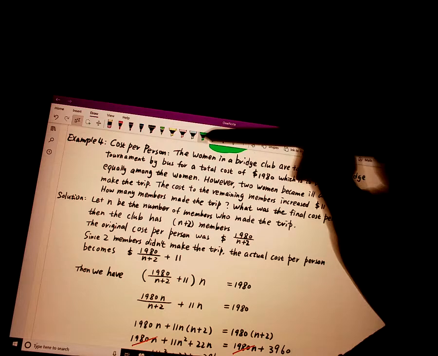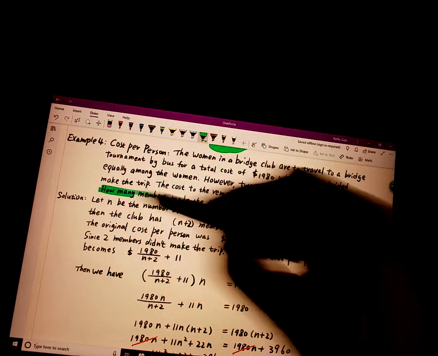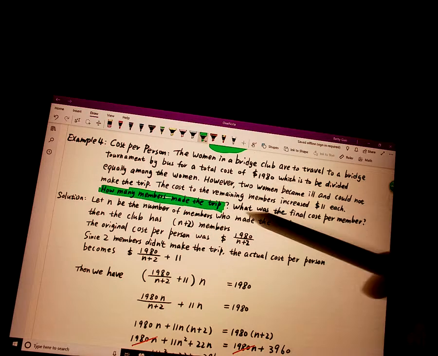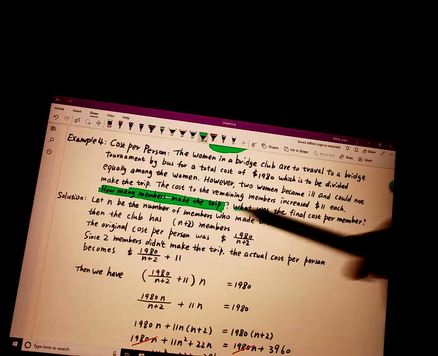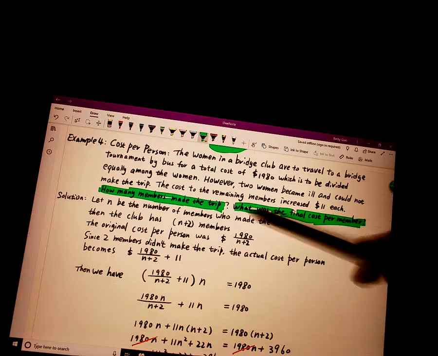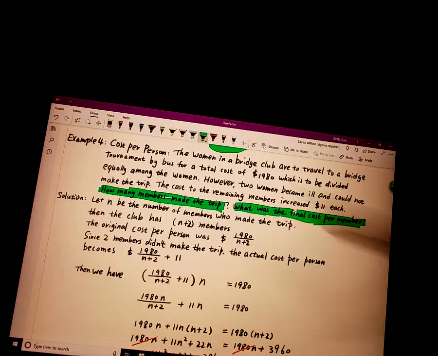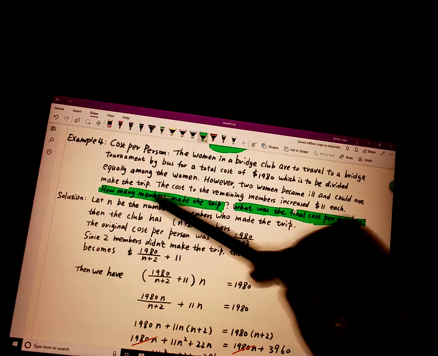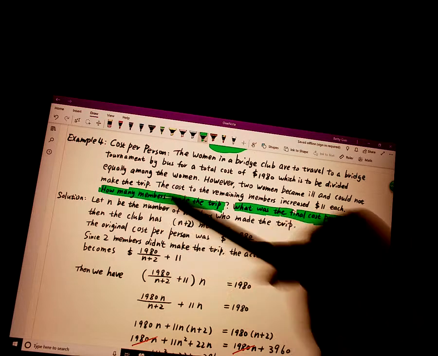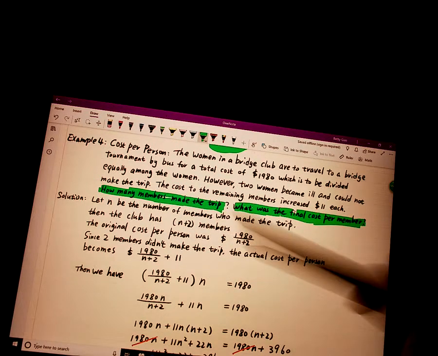Okay, that's the goal. Let me highlight it. How many members made the trip? That's the first part. Second part, what was the final cost per member? Let's not rush the second part. Let's figure out the first part first. So now our goal is how many members made the trip.